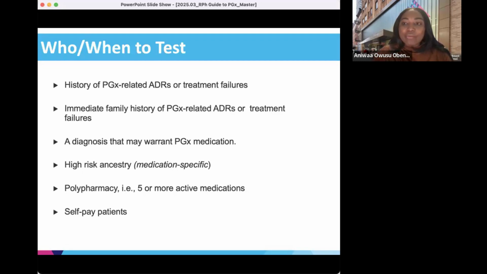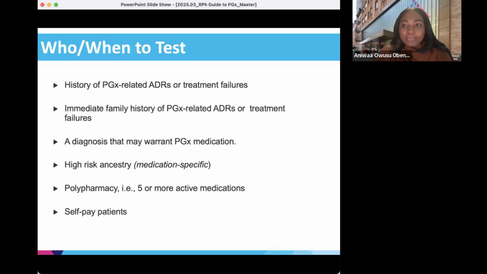If the patient has a high-risk ancestry, so for instance, in the story of Plavix and clopidogrel with CYP2C19, we know that poor metabolizers tend to be individuals of East Asian ancestry and Oceanian ancestry. So if I'm interacting with a patient who's about to be given that medication, I would strongly advocate that they get tested, because the chances that they are poor metabolizers or carry a loss of function allele is pretty high.